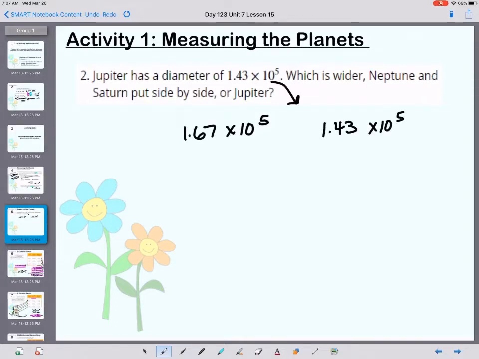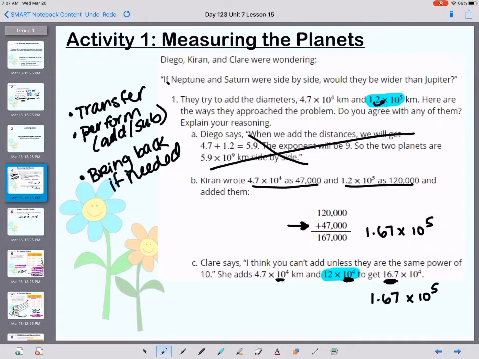So Saturn and Neptune are 1 and 67/100 times 10 to the fifth, and Jupiter is 1 and 43/100 times 10 to the fifth. So which one is greater? I could transfer them, or you could see that since they have the same power of 10, I'm just looking at their coefficient, and Neptune and Saturn put together would still be greater than Jupiter. So this is the idea of adding or subtracting numbers in scientific notation. If you transfer, perform, and then bring back, that's all you need to do for addition and subtraction.